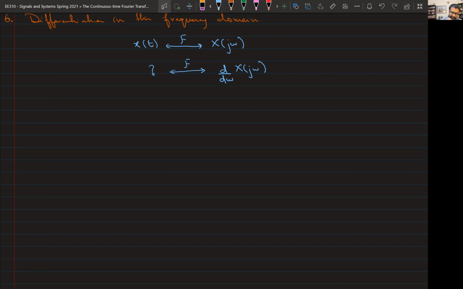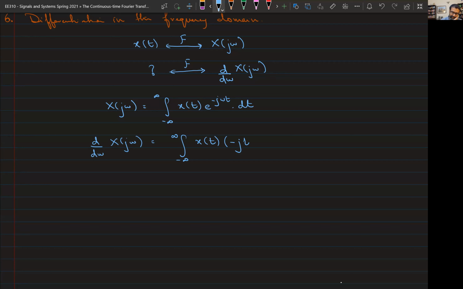Right. Excellent. So X of j omega, I know by definition, is equal to the integral from minus infinity to plus infinity of x of t e raised to the minus j omega t times dt. Let me differentiate both sides with respect to omega, d X of j omega. And this is equal to the integral from minus infinity to plus infinity of x of t times minus j t times e raised to the minus j omega t times dt. Because I'm differentiating with respect to omega, I can take that inside the integral, because the integral is with respect to t, right? So I can take it inside.